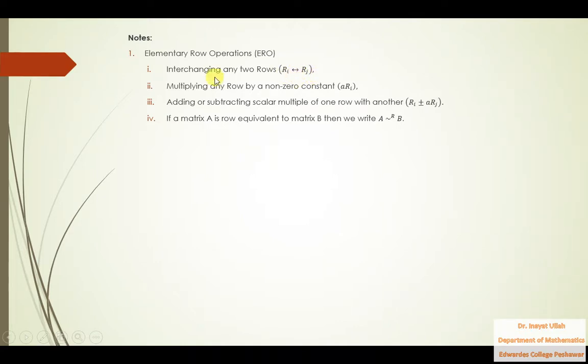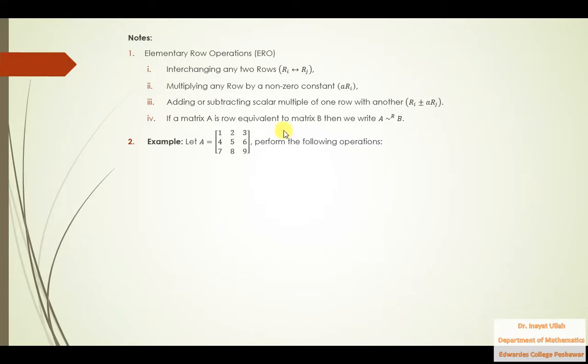So that is the first elementary row operation: we can interchange any two rows. Interchanging any row with another row is allowed. The second one is multiplying any row by a non-zero constant. We will be in a position to multiply any row with any constant number which is not zero. So multiplying a row by a non-zero constant number is an allowed elementary row operation.